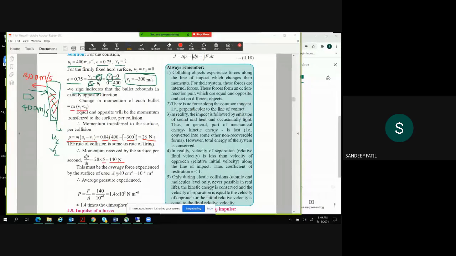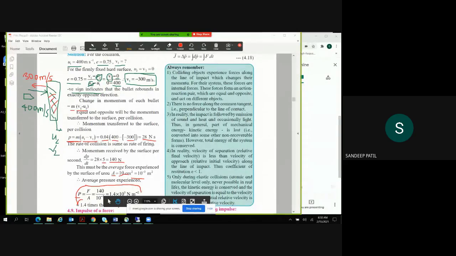They have provided the area, 10 centimeter square, so just convert it into meter square. The average pressure experienced is force by area, that is 140 divided by 10 raised to minus 3. So 1.4 into 10 raised to 5 Newton per meter square is the total pressure exerted on the firm board.